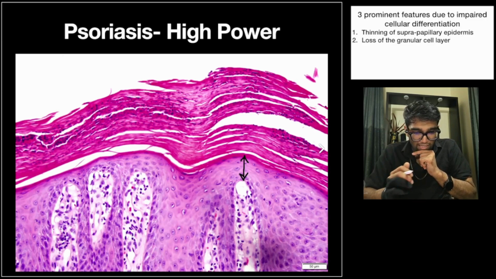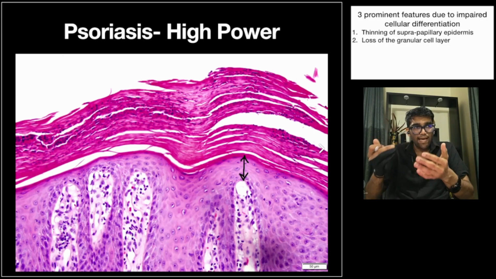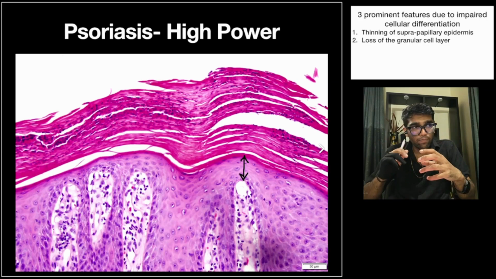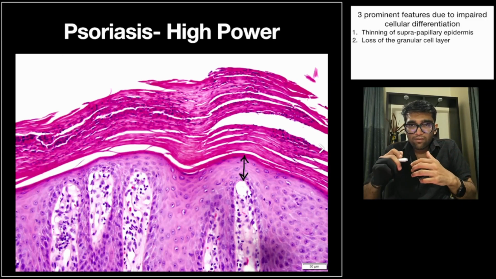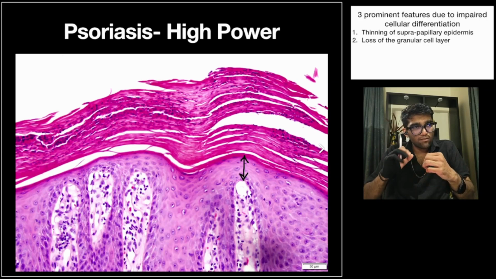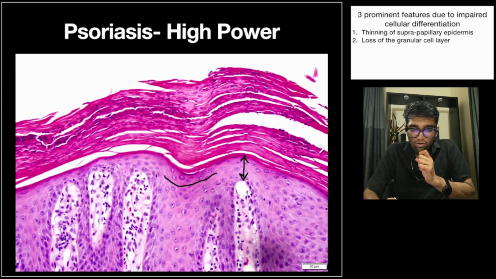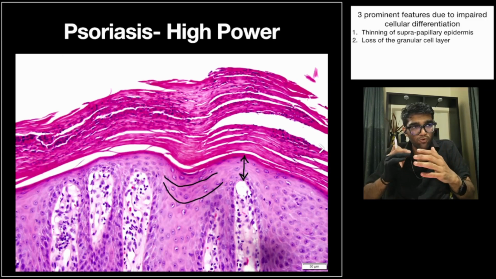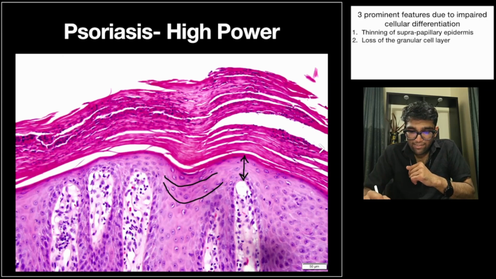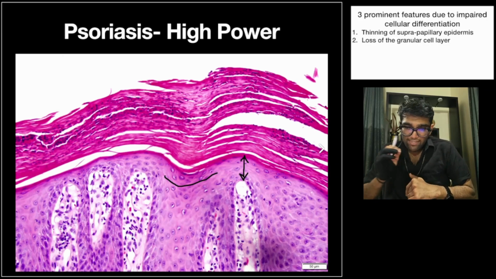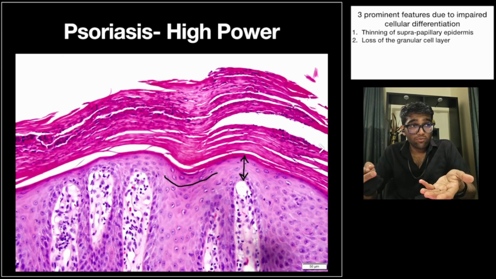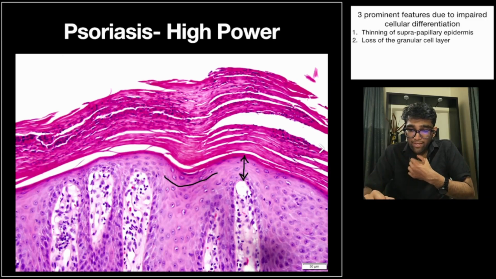Okay, the second thing is, although I did not talk about this much earlier, usually just before the cells die and get fully cornified, right, there is a cell layer called the granular cell layer. Okay, and that contains cells that have basophilic granules, so it appears like a bluish layer just before the cornified layer. Okay, and that layer in this case, as you can see, is not visible. So why is that not visible? Because again, there is no time for the differentiation to have occurred.